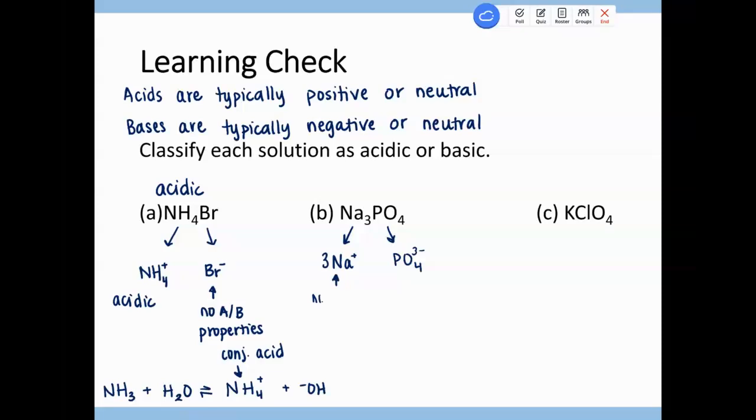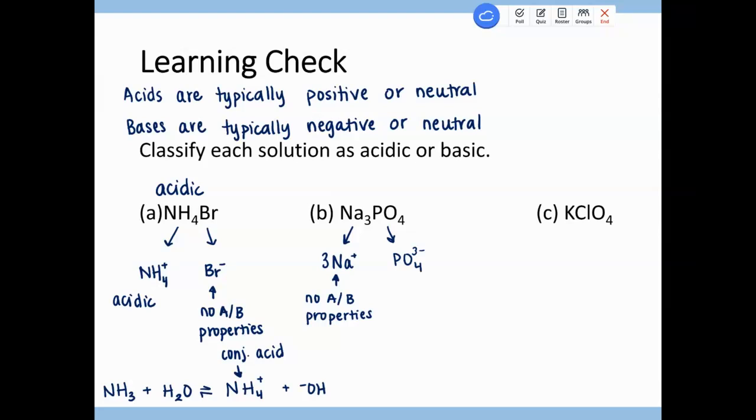Sodium has no acid-base properties. PO4 3- is not on the list of counter ions. It also doesn't have a hydrogen that it could give away as an acid, and it's negatively charged. So that all fits the category of a base.